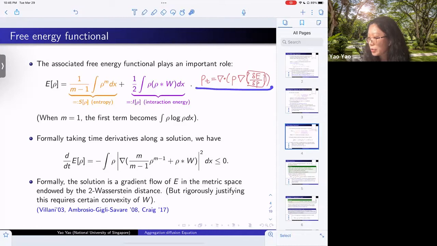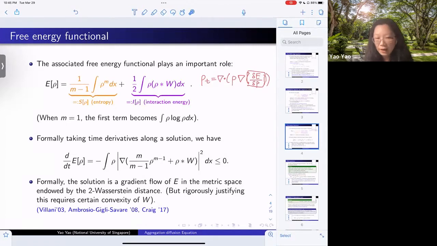Okay, so using this relationship, and by the way, this is the entropy term for m bigger than 1. If m is equal to 1, then this integral becomes the integral of rho log rho. So now, how do we check whether this free energy functional is monotone in time? We can just formally take the time derivative along a solution, and using the fact that this is the equation, a direct computation gives us that the time derivative is the negative of this positive integral, which means that the free energy is dropping along a solution. So that is telling us this is a Lyapunov functional of the equation.